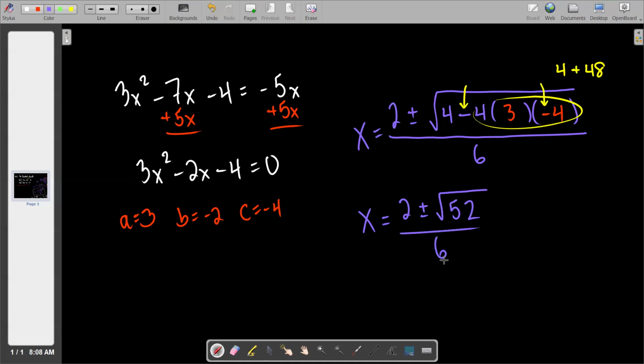What's significant about the square root of 52? Unlike its predecessors, it doesn't just have to be a prime, but it has to be a dead root, and 52 is not a dead root.